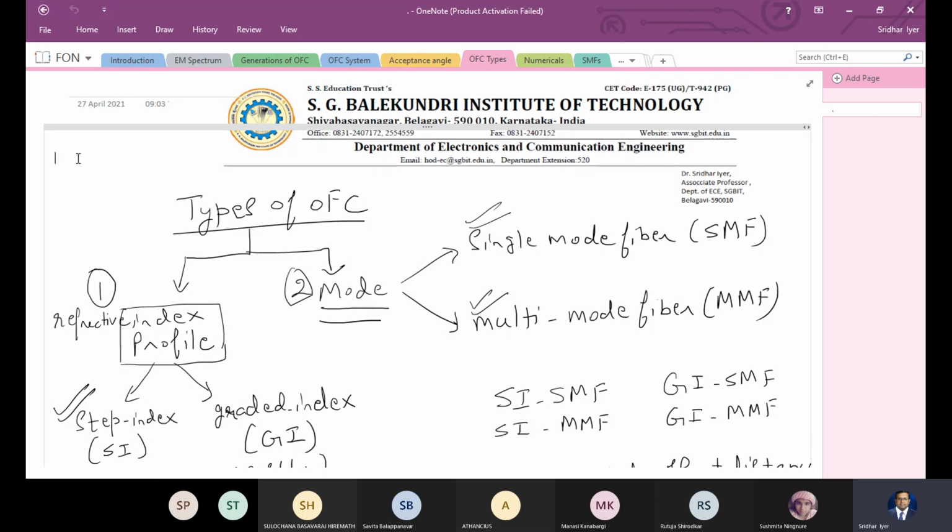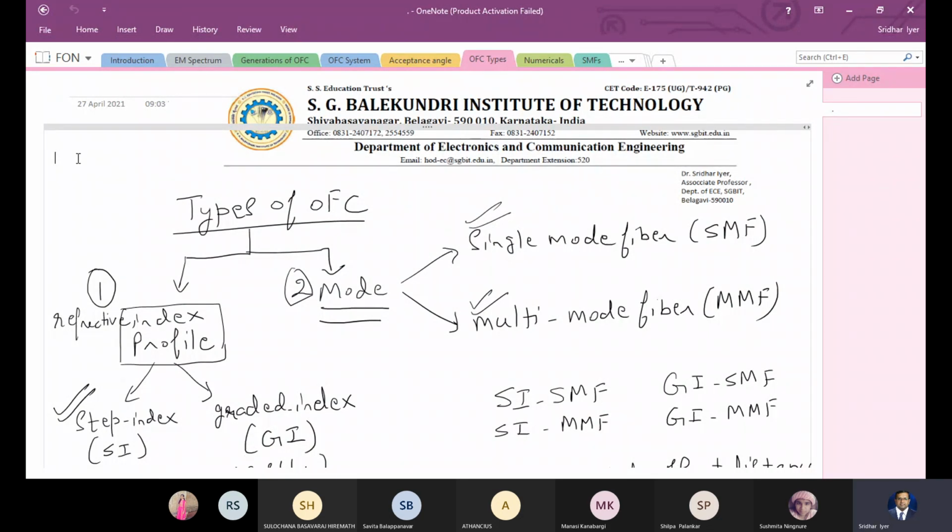That is when the incident angle is less than the acceptance angle. If it exceeds the acceptance angle, then some part of the light will escape into the cladding, and hence there's going to be loss in data. So we've seen that condition, and then we discussed the types of the fibers.